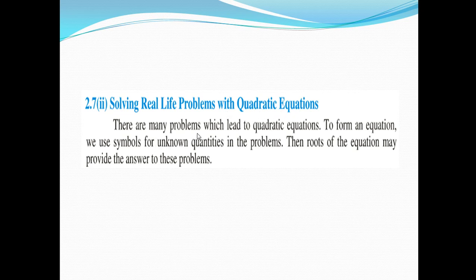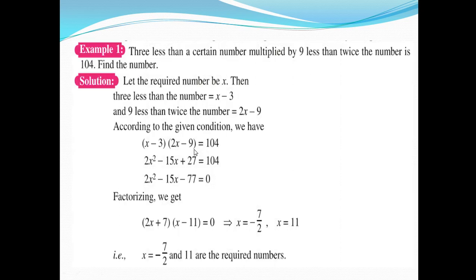There are many problems which lead to a quadratic equation. To form an equation, we use symbols for the unknown quantities in the problem, then the roots of the equation may provide the answer to the problem. The real life problem: 3 less than a certain number multiplied by 9 less than twice the number is 104. Find the number.